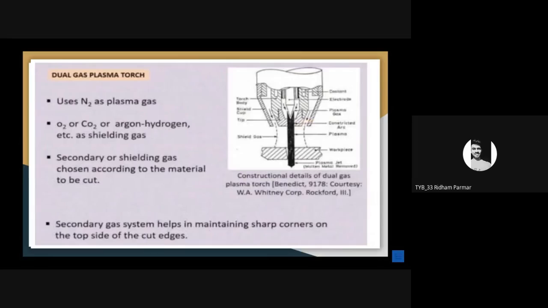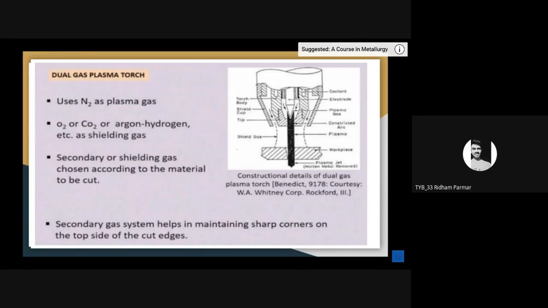Now, third is the dual gas plasma torch, which uses one gas, nitrogen, as the plasma gas, while another gas is used as a shielding gas. So you can use oxygen or carbon dioxide or argon, hydrogen, etc. The secondary or shielding gas is chosen according to the material to be cut.